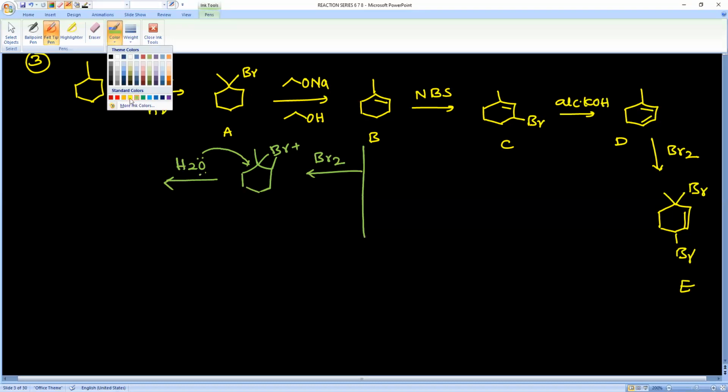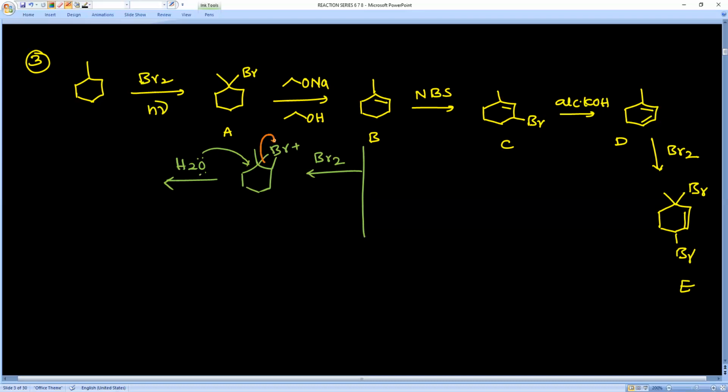Therefore, here bromine attracts electrons from this tertiary carbon preferentially. Therefore, water molecule attacks on this carbon, oxygen gets positive charge. Oxygen releases H plus. Therefore, on this carbon, OH and bromine will be present. Okay, this is compound F.